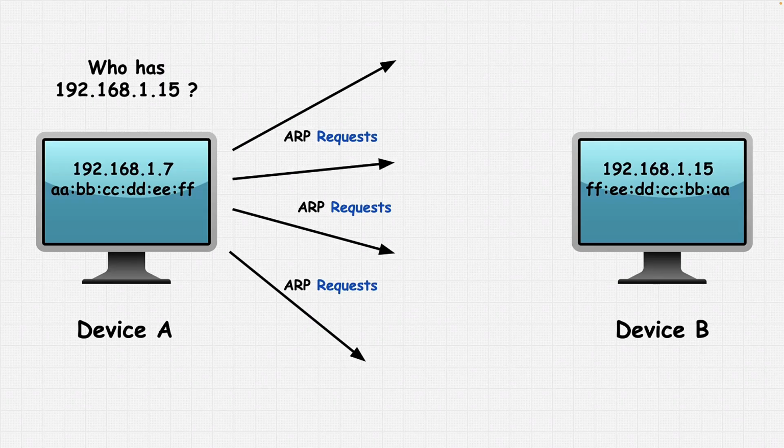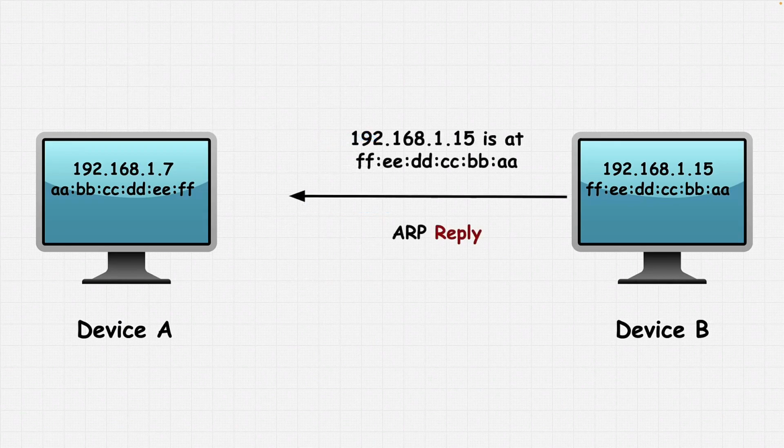Then comes the ARP reply. The device with the corresponding IP address, which in this case is device B, responds with an ARP reply. This packet, or this ARP reply, contains the MAC address of device B, which then allows device A to send data to device B. Once device A has the MAC address, it stores it in its ARP cache to speed up future communications. Alright, so that is the ARP protocol and how it works.